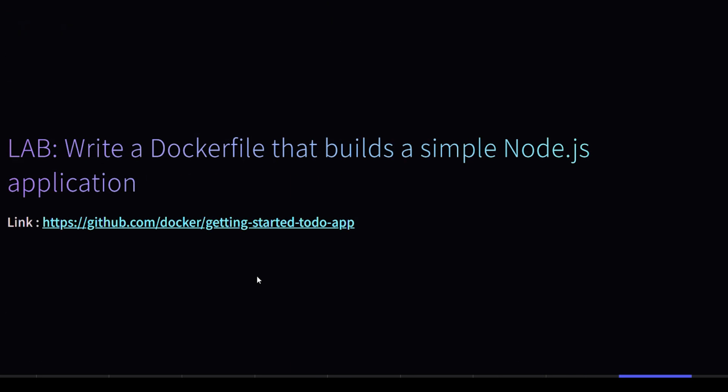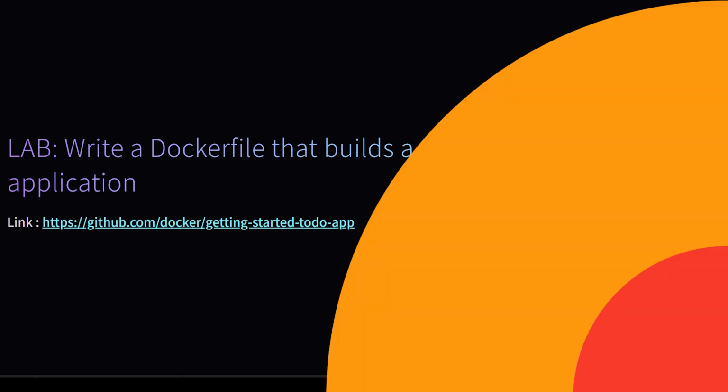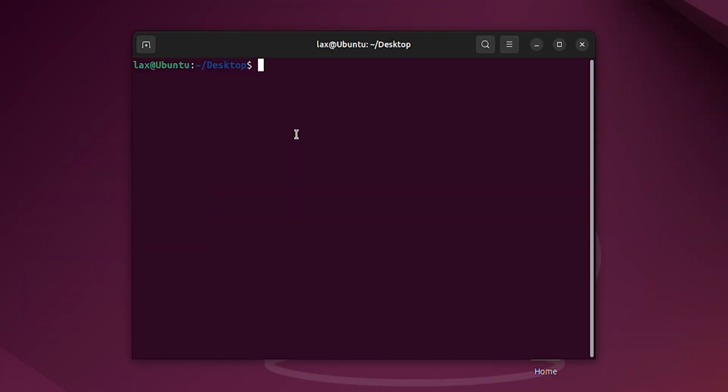So now let's see the lab, how we can write a Dockerfile that will build a simple Node.js application. Okay, so here is the link. Just clone this repository and delete whatever is inside the Dockerfile, and we'll write it on our own. So let's jump to my lab screen. I have copied the link and I'll just quickly clone it.